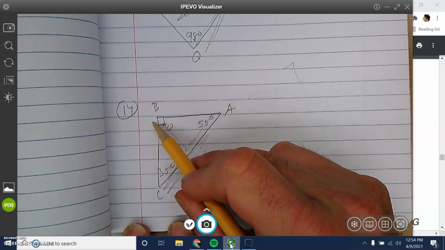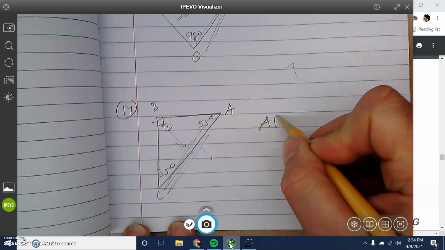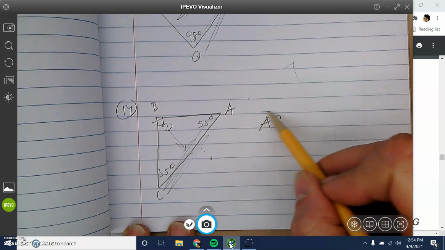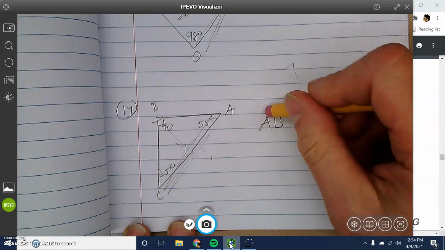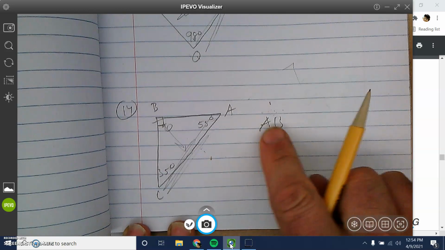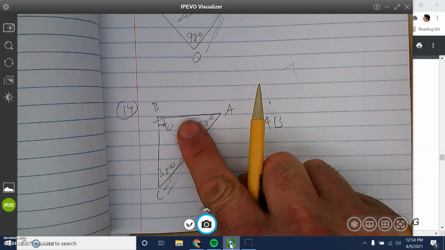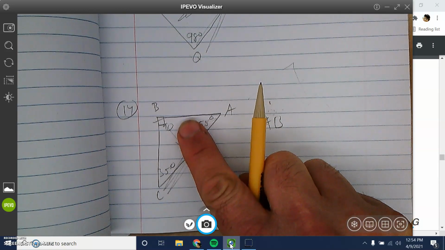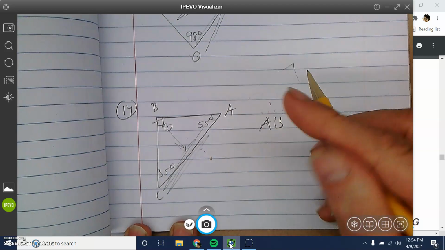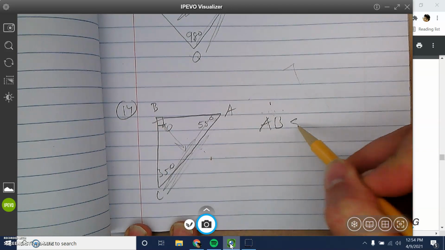The smallest side, though, is A to B. And I don't put a line over this because A to B, just as it is, means the measure. It means however long that is. A to B could be 3 inches, 5 inches, 6.7 millimeters. You don't know what it is. But when you don't put a line over it, this just means measure.